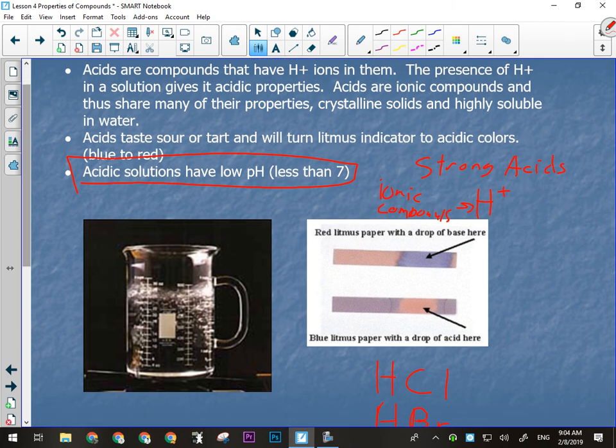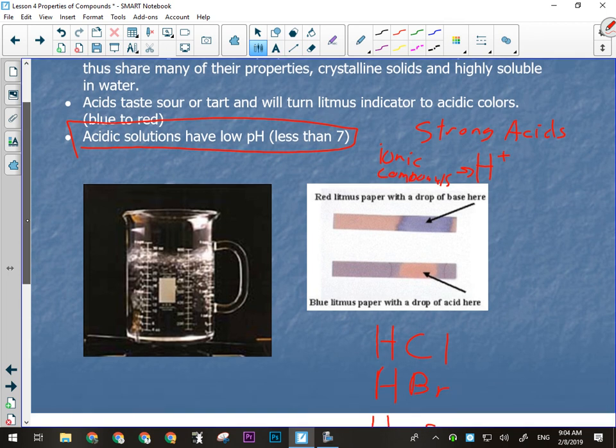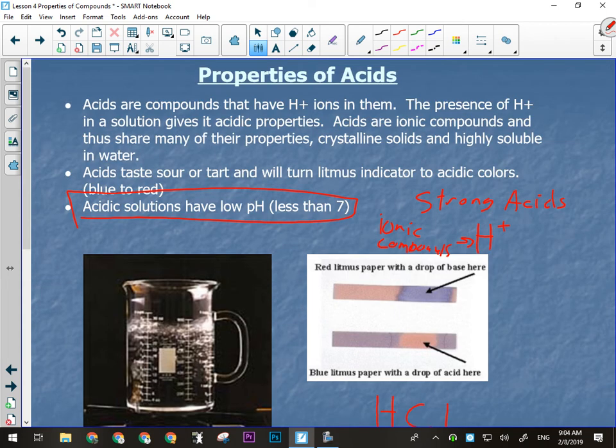Okay, and then obviously we have here acids taste sour or tart and will turn litmus indicator acidic colors. Again, we're not doing any taste tests, okay? Because some of the acids that you will have in that will taste tart and it'll be the last thing you taste because it'll burn your tongue off, okay? So no taste tests in this, all right? I would say it would also be wise to not aggressively sniff anything in there.